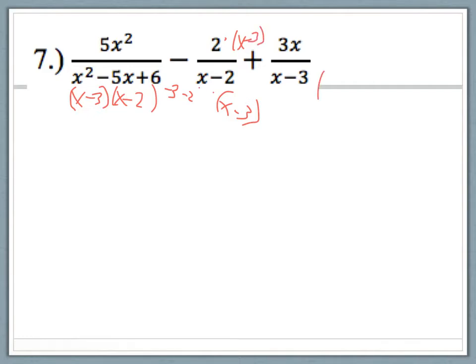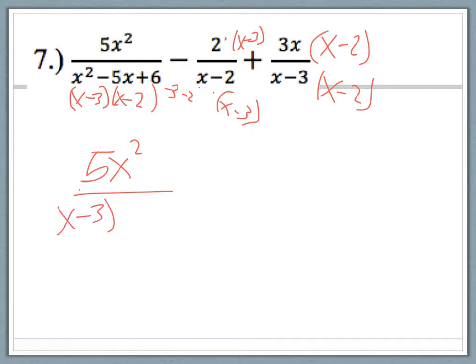Okay. And this one's missing an x minus 2. Okay, and I have to do that x minus 2 to the top. Okay. Now, let's go ahead and rewrite what we have. Well, I don't have to do anything with the 5x squared. Okay. So then we're going to have the x minus 3, x minus 2.